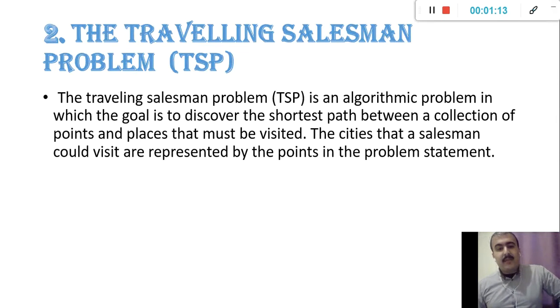The traveling salesman problem, as we know, TSP, is an algorithmic problem in which the goal is to discover the shortest path between a collection of points. The cities that the salesman could visit are represented by the points in the problem, and finally he will go back to the first city.